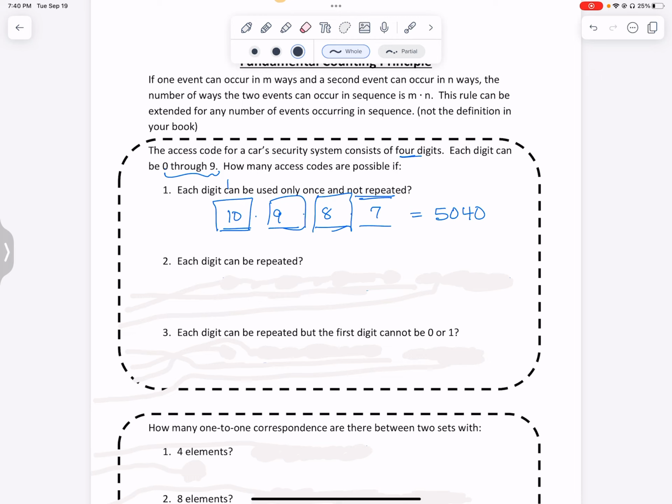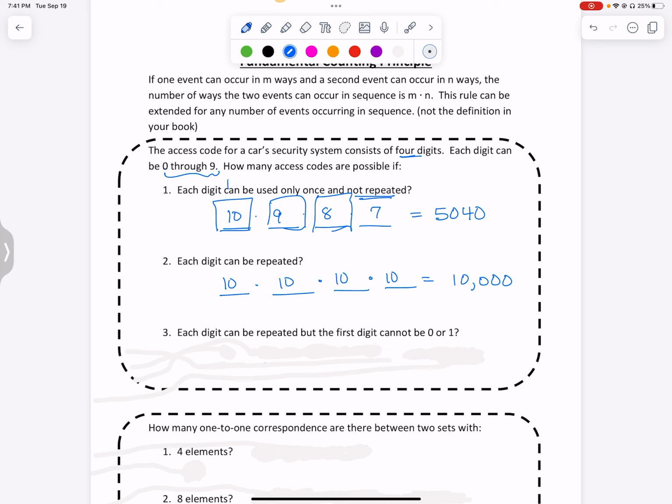Now, what if each digit can be repeated? So I chose 7 this time, but that means I could choose 7 again. So if it can be repeated, then I still have my 4, but it's going to be 10 every time. 10 times 10 times 10 times 10. So that gives me 10,000 choices. Look how many more choices you have just because you can repeat.